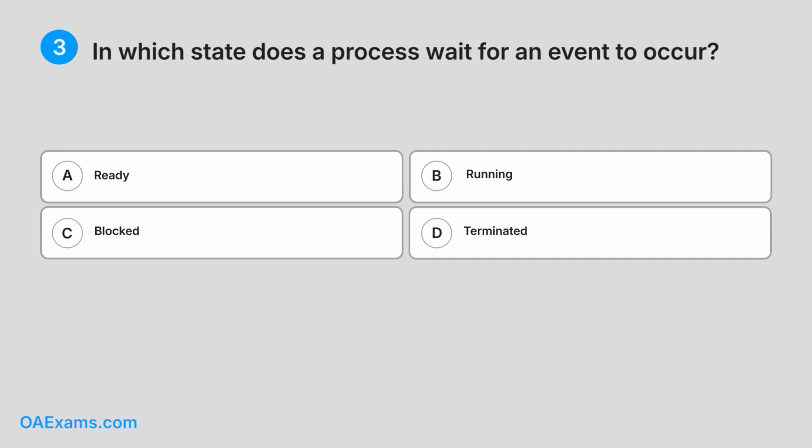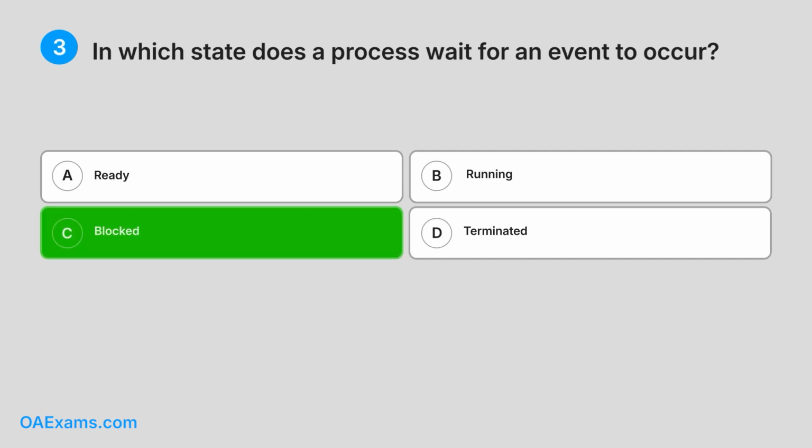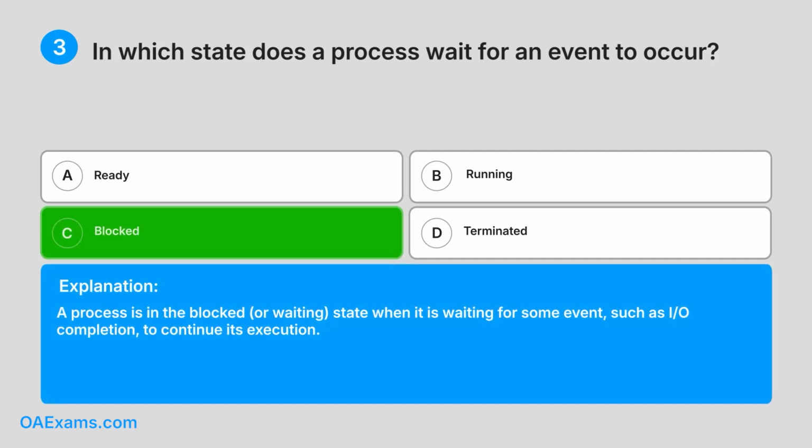Correct answer: C. Blocked. Explanation: a process is in the blocked, or waiting, state when it is waiting for some event, such as I/O completion, to continue its execution.